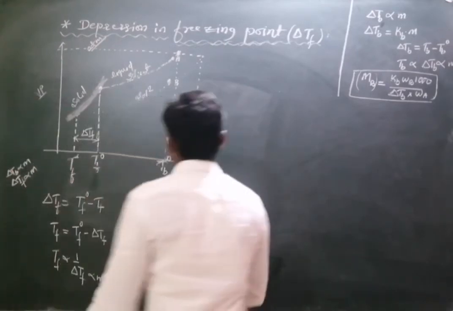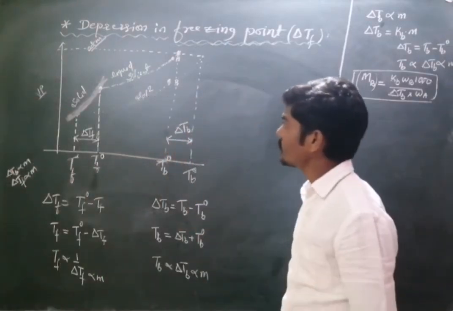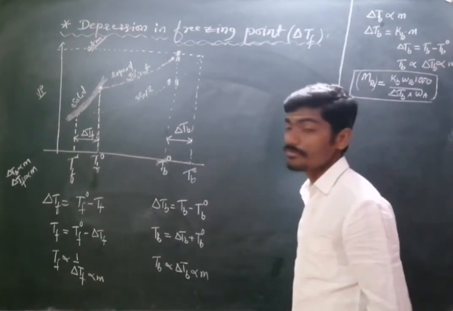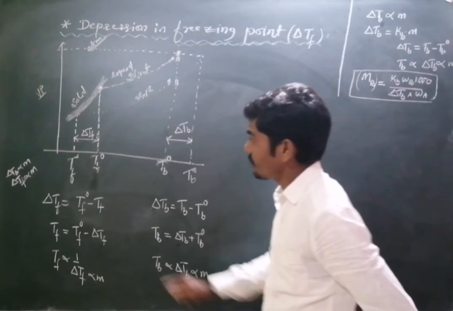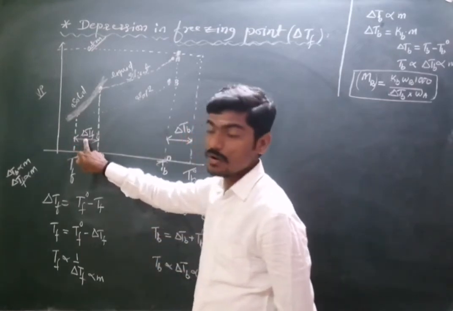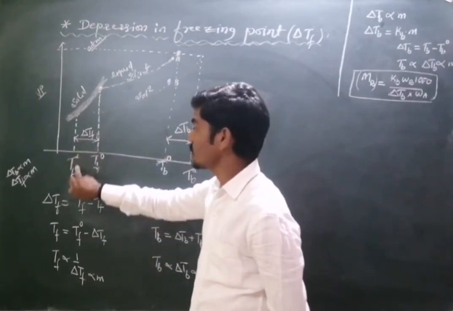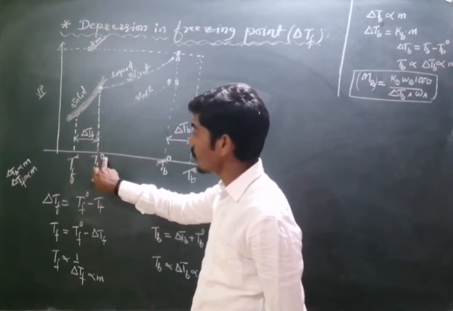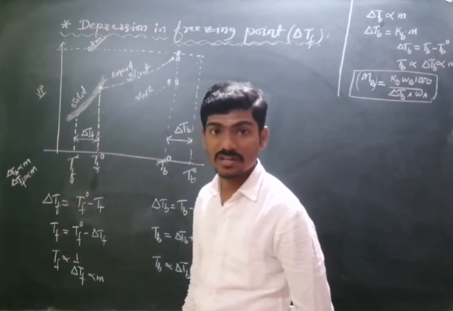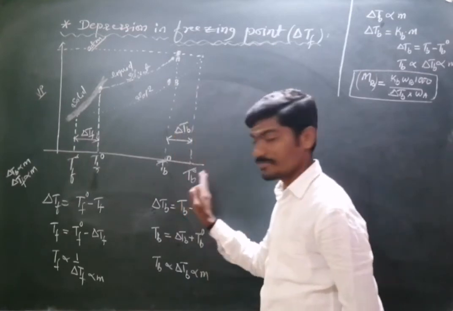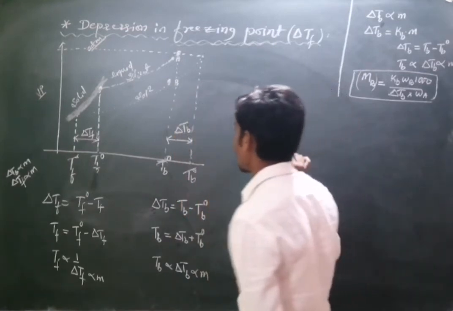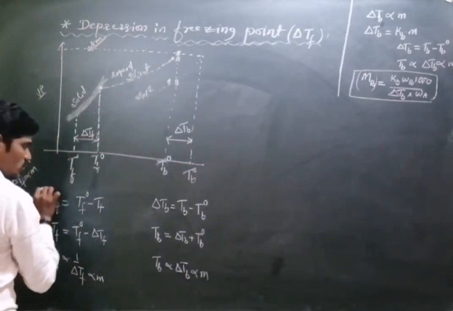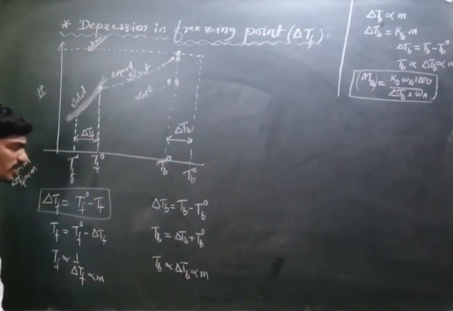Right. Now, compared to elevation in boiling point, we have defined depression in freezing point. Now its definition is clear. Delta TF, how to define this? It is the difference between the freezing temperature of solvent and the freezing temperature of solution. Delta TB definition we have discussed. Now mathematically it is given by delta TF is equal to T naught F minus TF.